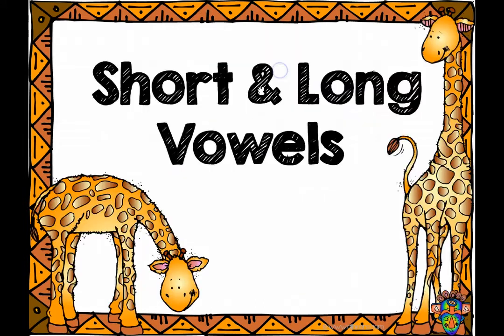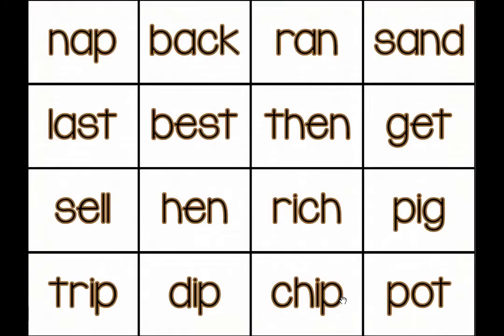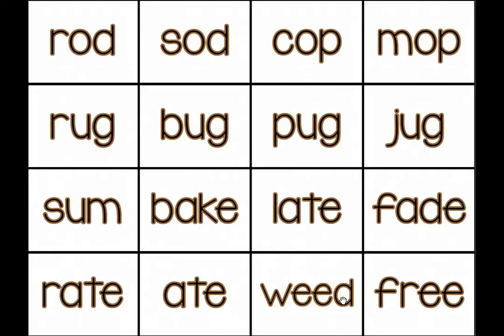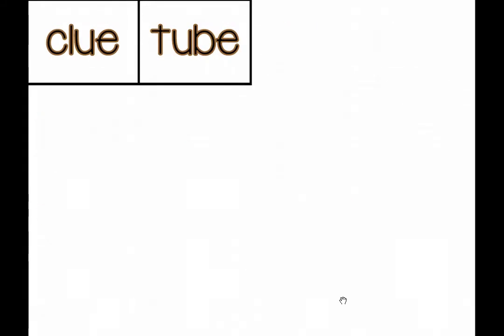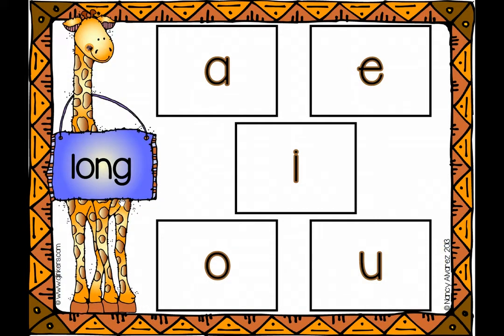The first activity is a short and long vowel activity, and there are many ways to use this, so let me just explain them to you very quickly. There are 5 cards for each vowel, 5 for each short vowel, and 5 for each long vowel. And these are all the words. And you can use them to sort onto these mats. This is the short vowel word mat, and this is the long vowel word mat.